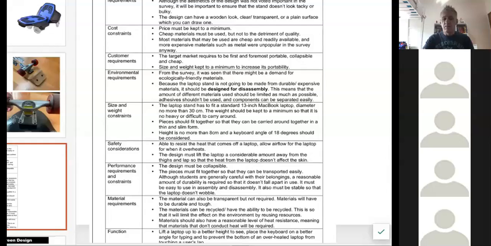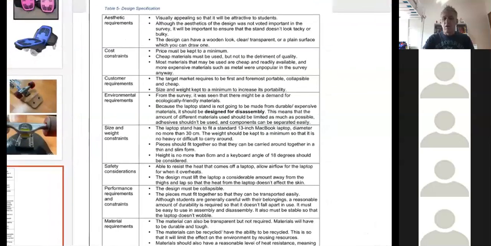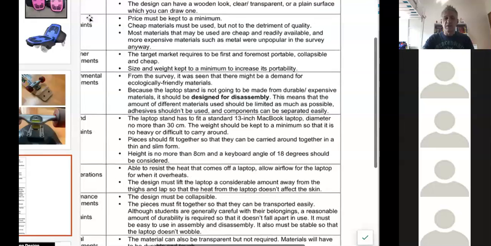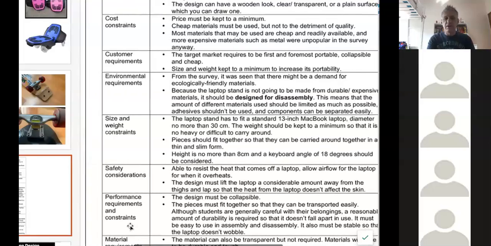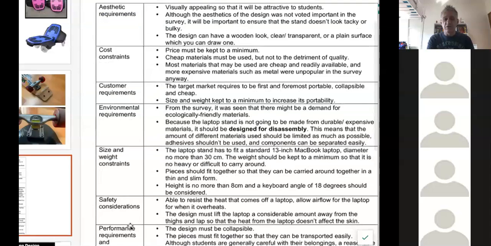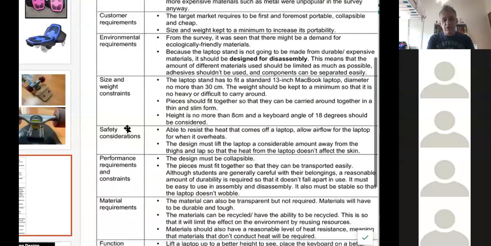I want to show you some other ones and just talk to you a bit more about specifications. Okay, so, can I pan that around? I can, you beauty. All right, so we've talked about aesthetics, we've talked about cost constraints, customer requirements, environmental concerns, size and weight.